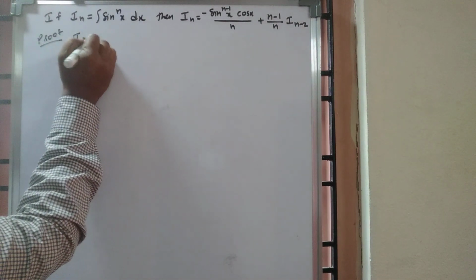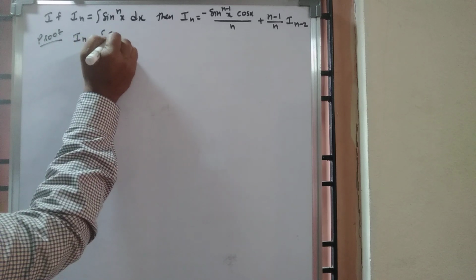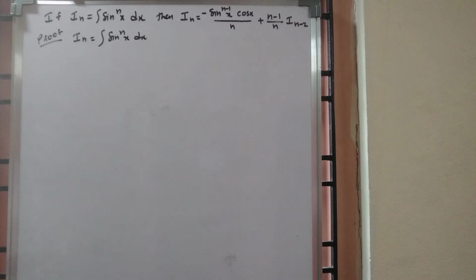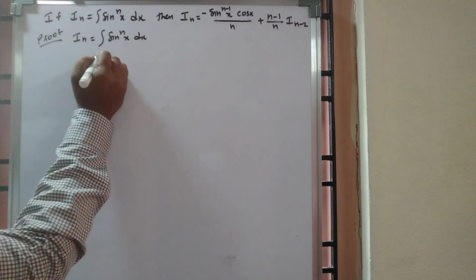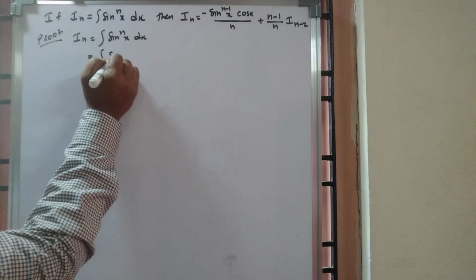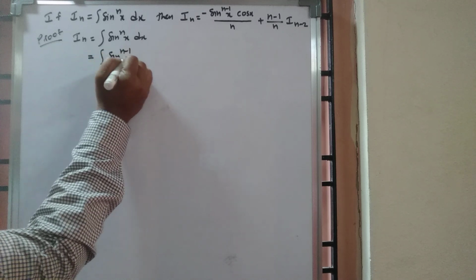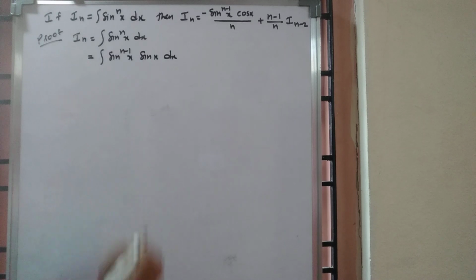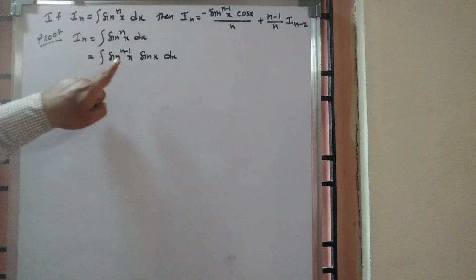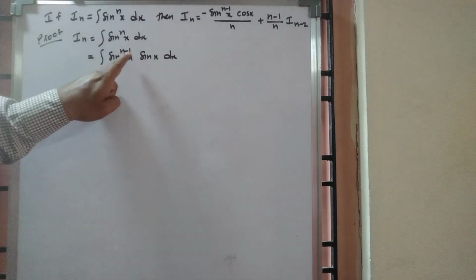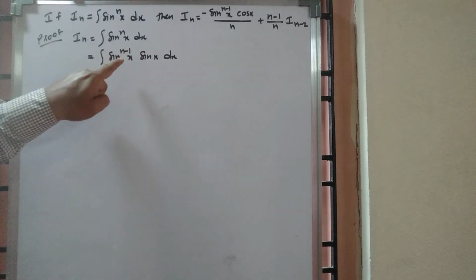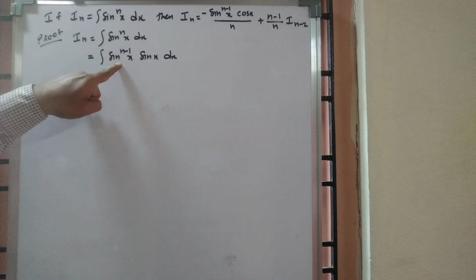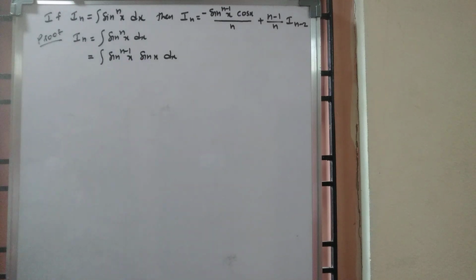In is equal to integral sin power n x dx. Sin power n x dx can be written as sin power n minus 1 x into sin x dx. Bases same, powers add: n minus 1 plus 1, the minus 1 and plus 1 cancel, which gives rise to sin power n x. So sin power n x can be written as sin power n minus 1 x into sin x.